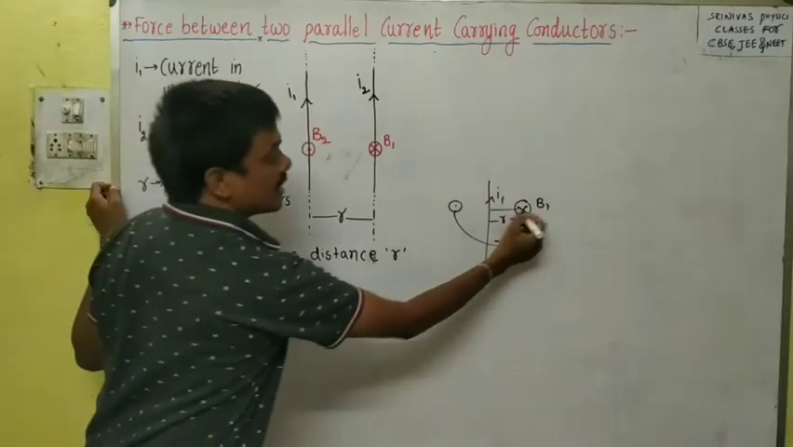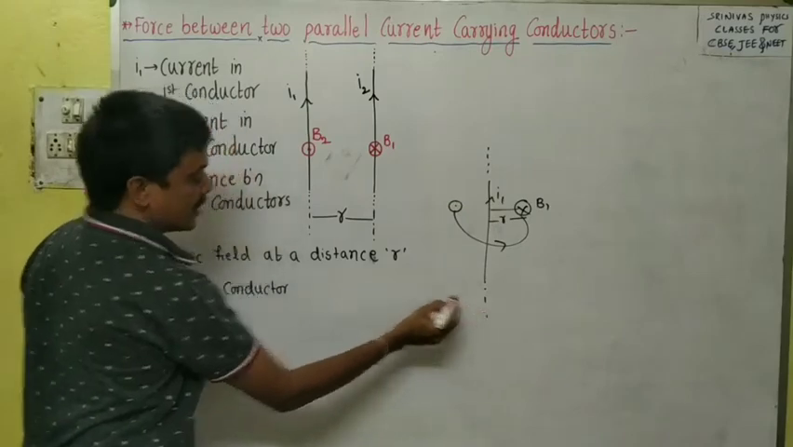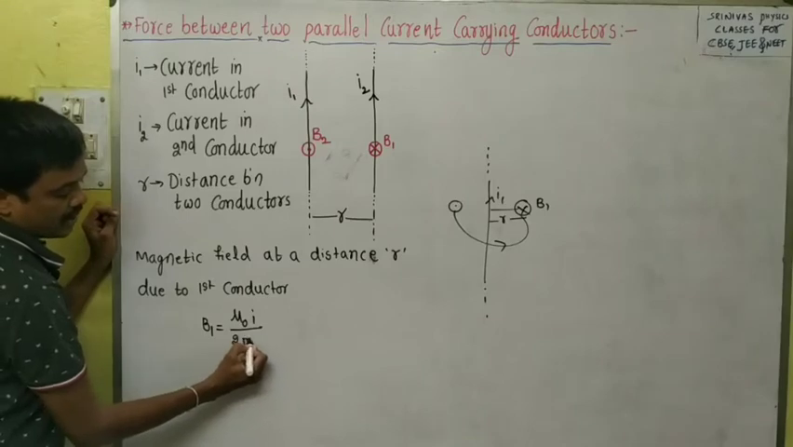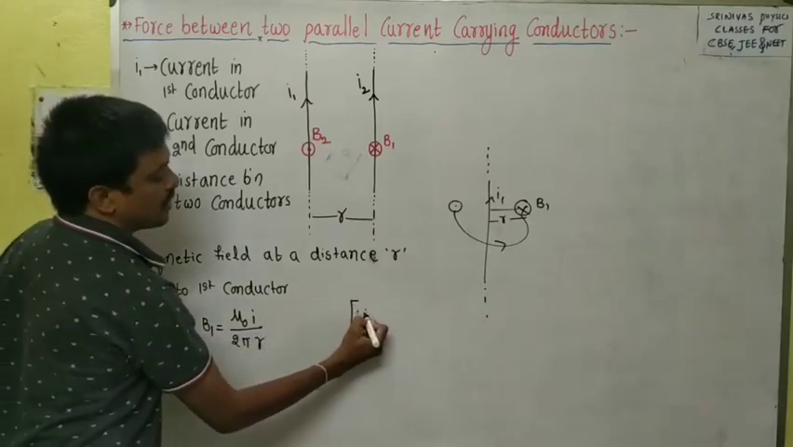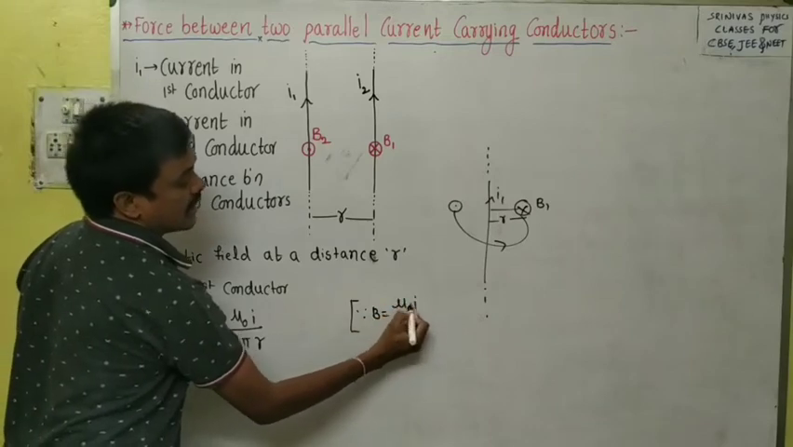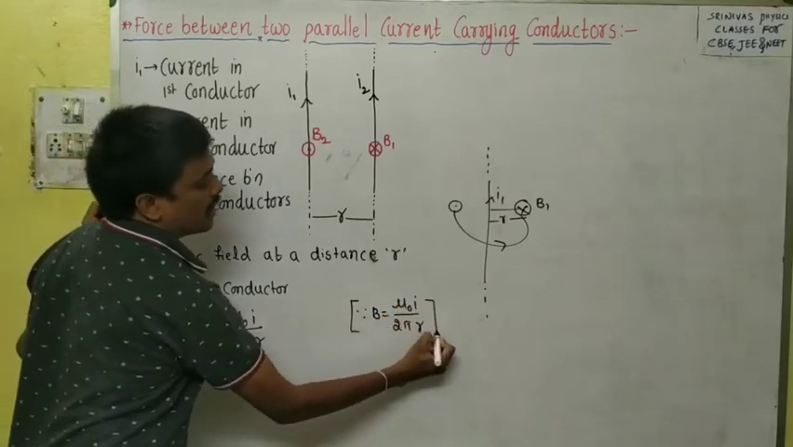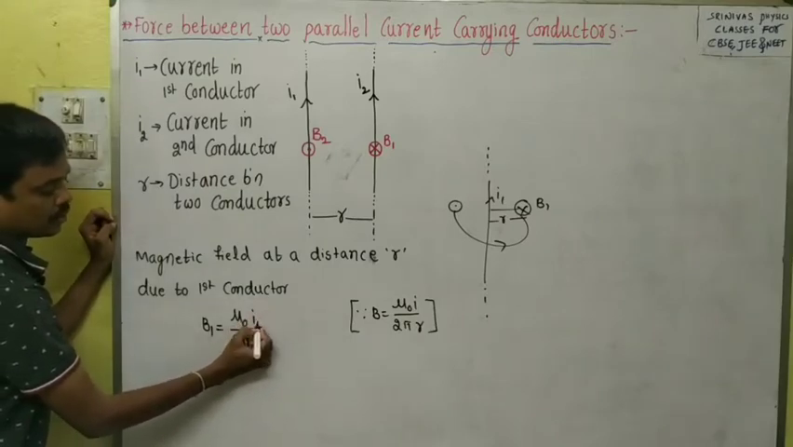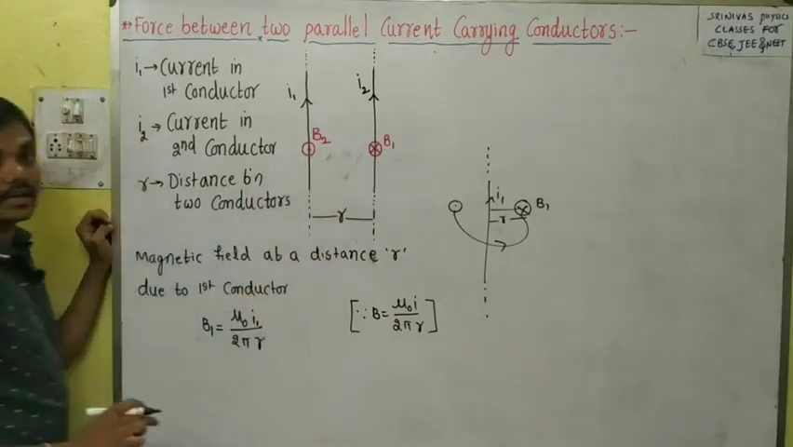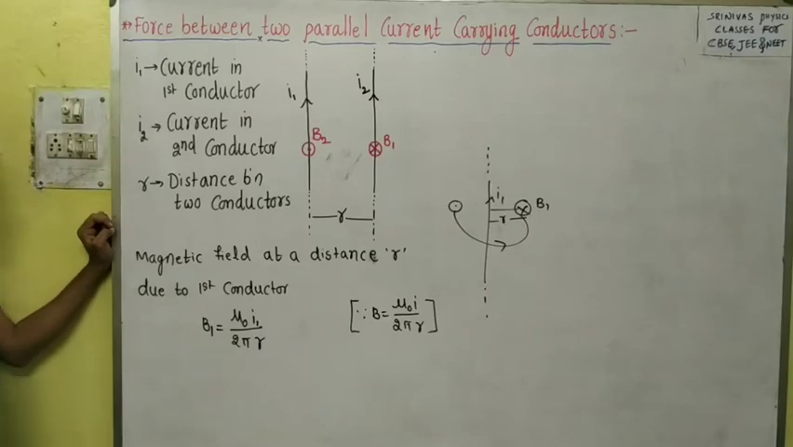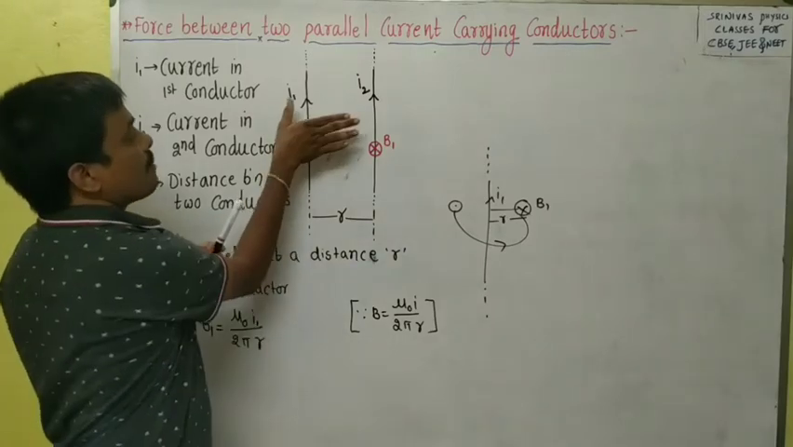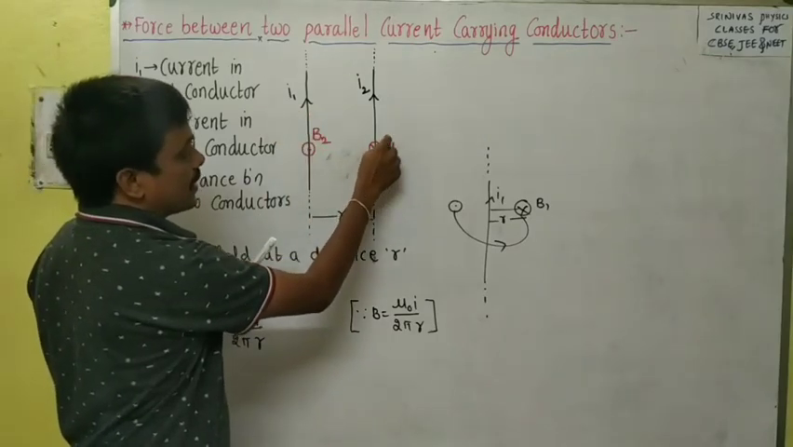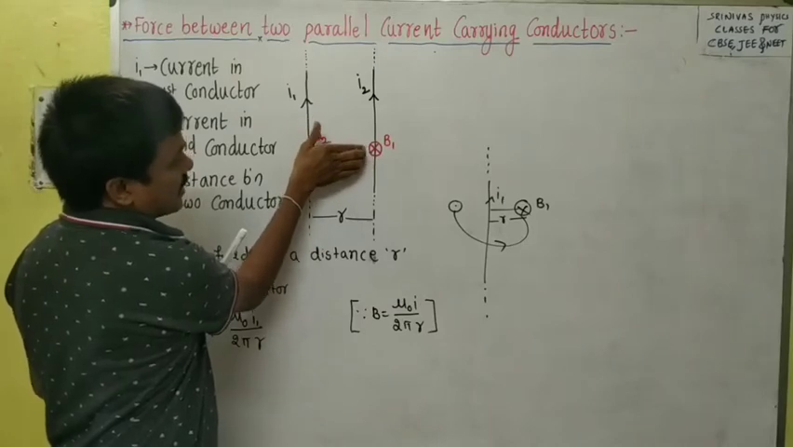Then the B1 formula: field at a distance r due to an infinite straight current carrying wire, we already derived, that is mu naught I by 2 pi r. In this, the current I is I1, and due to the first conductor the field B1 is mu naught I1 by 2 pi r. Now the first conductor produces the magnetic field around it, and this cross is the direction of B1, the magnetic field due to the first conductor, right?